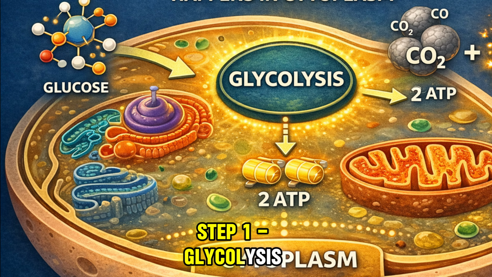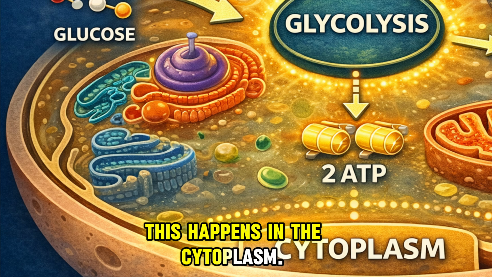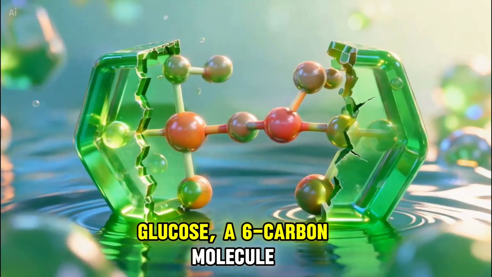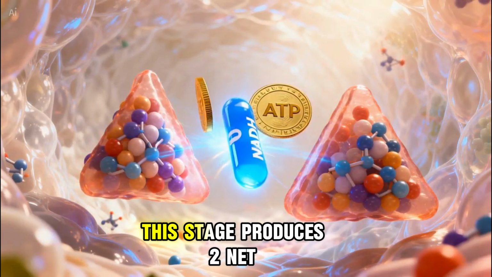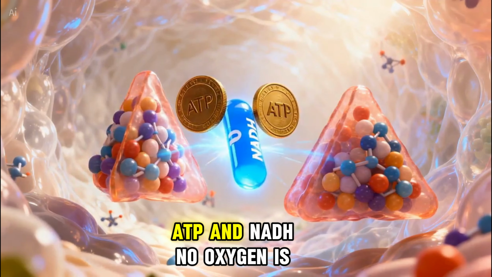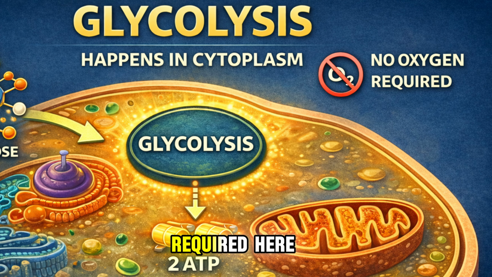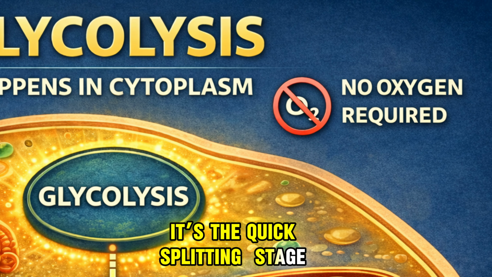Step 1. Glycolysis. This happens in the cytoplasm. Glucose, a 6-carbon molecule, splits into 2 pyruvate, which are 3-carbon molecules. This stage produces 2 net ATP and NADH. No oxygen is required here. It is a quick splitting stage.